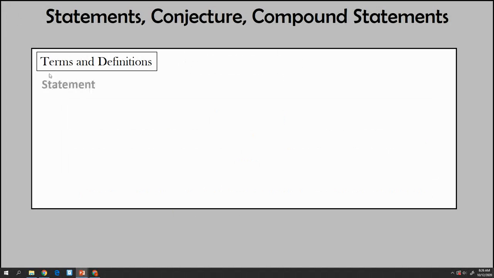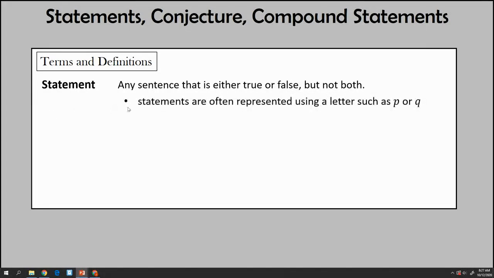Okay, so we'll start with some terms and definitions. First of all, a statement mathematically or statement anywhere is any sentence that is either true or false, but it can't be both. It's got to be one or the other. Statements are often represented mathematically using letters such as P or Q. So they'll just say P represents this statement, Q represents this statement. The truth value is just identifying whether the statement that's given is either true or false. It's got to be something that can be concluded to be true or false.